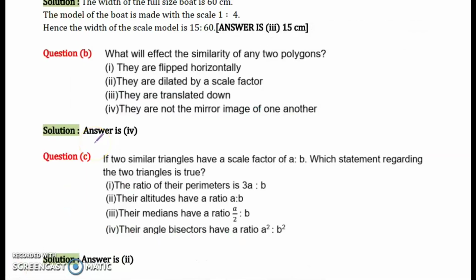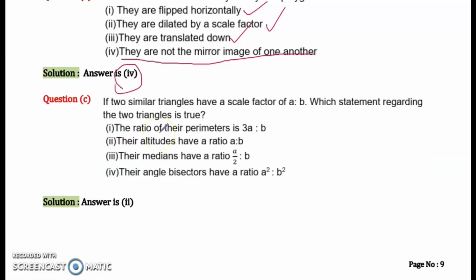Next question: which will affect the similarity of two polygons? If they are flipped horizontally, it will not affect the similarity. Dilated by the scale factor cannot affect it. Translating down cannot affect the similarity. Therefore, which will affect it? If they are not the mirror image of one another, sure, it will affect the similarity of two polygons. Therefore, the answer is option number 4, right?